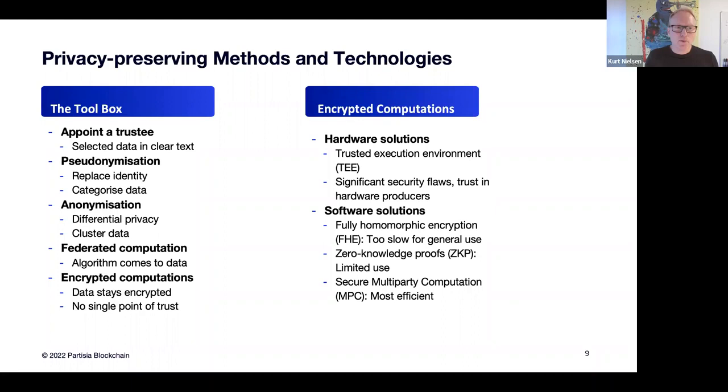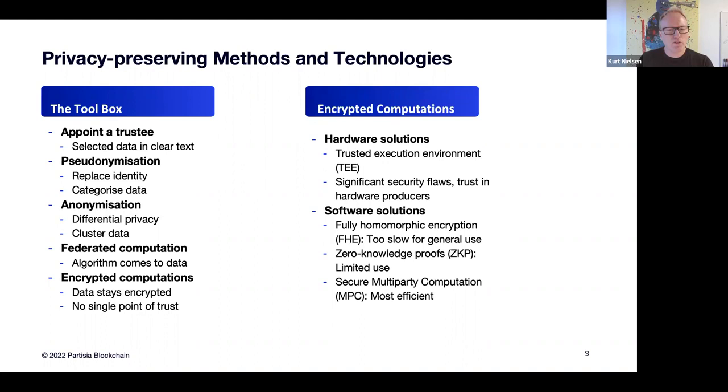So this is all about privacy preserving technologies. Here on the left, you have the toolbox. Traditionally, you'll appoint a trustee, as talked about before, who basically is a trusted person. You give him all the data, he does all the computation and reveals the result or tells people what to do. You can also solve things with pseudonymization, replacing identity with a pseudonym, or you can also categorize data. Or you could do anonymization, where you have tools like differential privacy, or you can cluster data in different ways. It's actually quite a difficult thing to really make data anonymous, but you can do it.